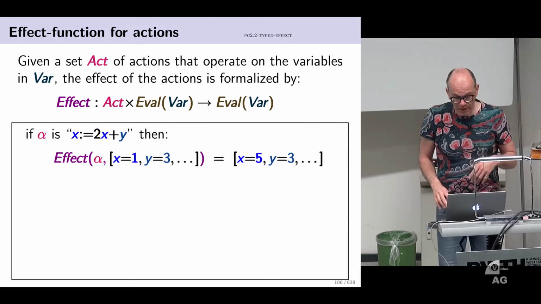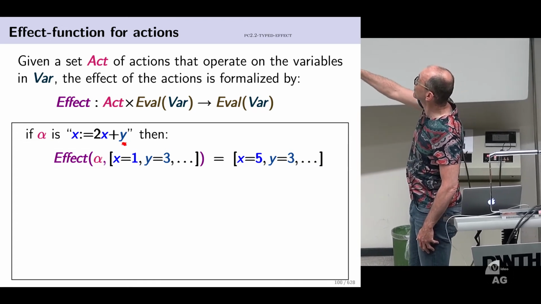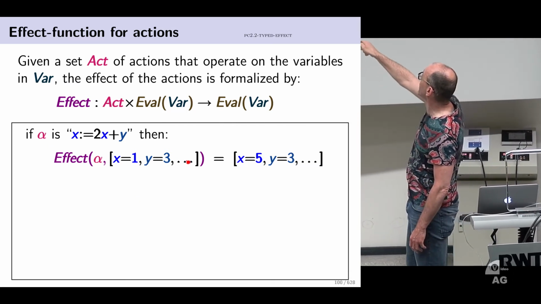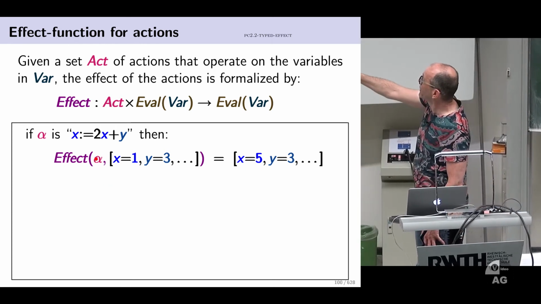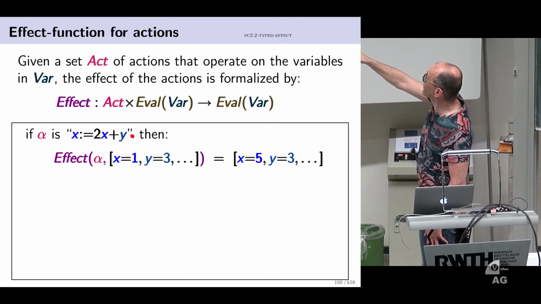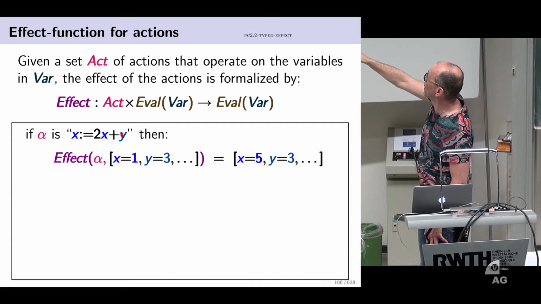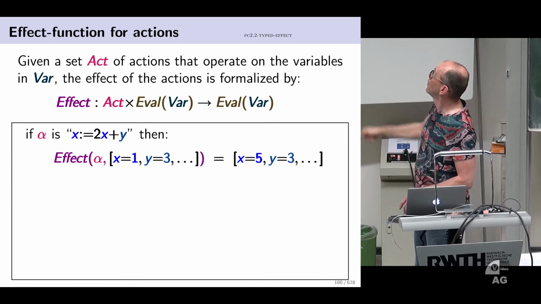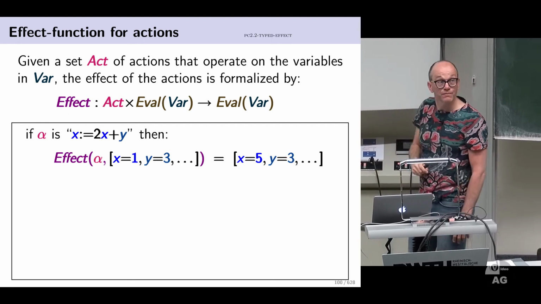Good. Example. I have 3 examples. The first example is the following. Suppose that I take an action and this action corresponds to this assignment. And suppose that the current state is something of the form x equals 1, y equals 3, and maybe there are some other variables, but they are not important here. Then the effect of alpha on this state is the following. Well, we have to execute this assignment. This assignment takes 2 times the current value of x, which means 2 times 1 is 2, plus y is 3, so the next value of x will be 5. What happens to y? Well, nothing, right? Because this assignment doesn't change y, so that means that y isn't changed.